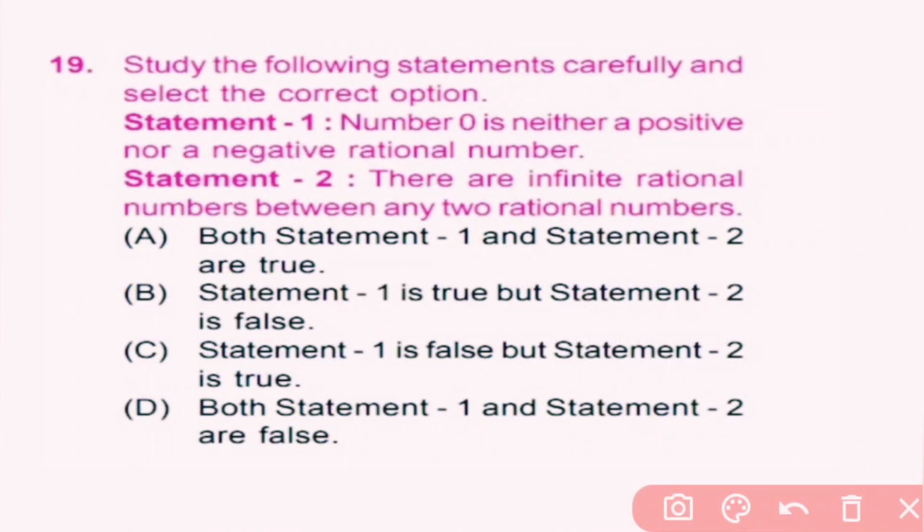Question number 19. Study the following statements carefully and select the correct option. Statement 1. Number 0 is neither a positive nor a negative rational number. This statement is true. And statement 2. There are infinite rational numbers between two rational numbers. This statement is also true. So here both statement 1 and statement 2 are true. So A is the correct answer.